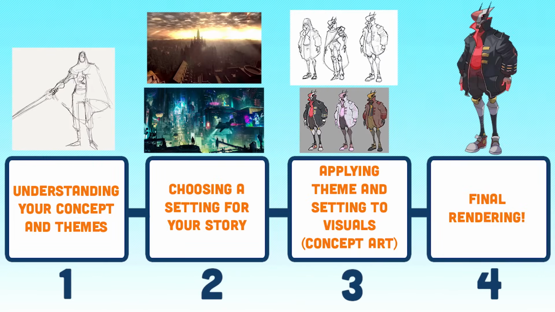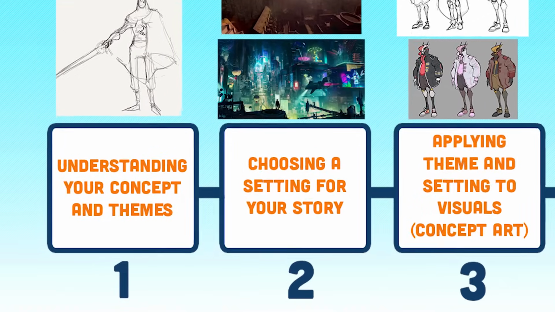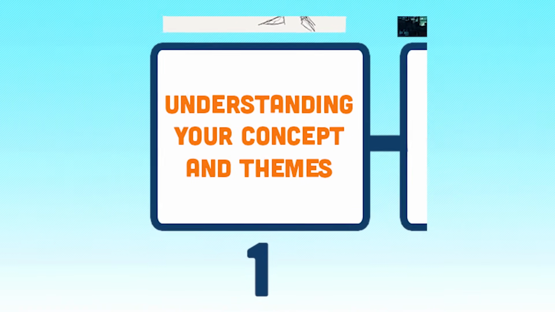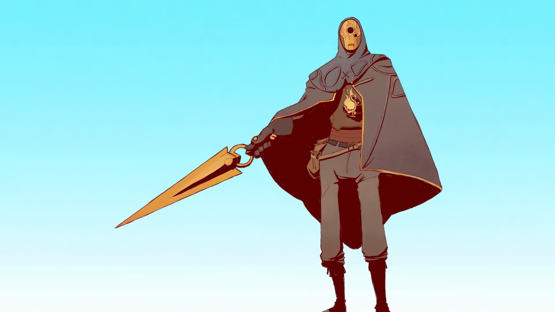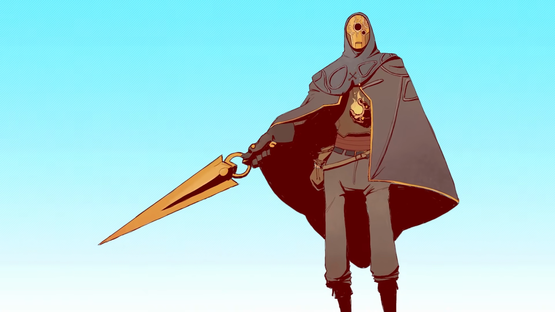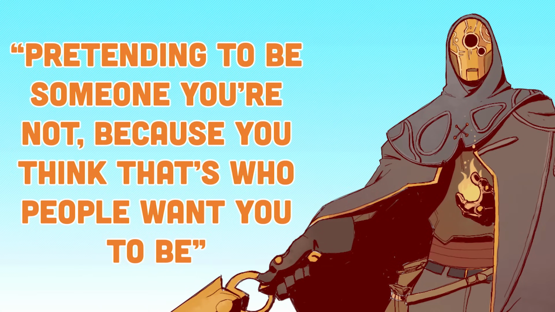The first step for creating a strong character design is to understand what the themes of the story are that the said character exists in. For Zool, the story is all about pretending to be someone that you're not, because you believe that's what other people want you to be. Once you can isolate your theme into one sentence or even one word, you know you have a clear understanding of that theme. As the protagonist of this story, Zool should be able to clearly represent this theme to the audience.